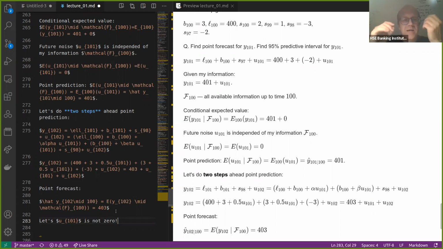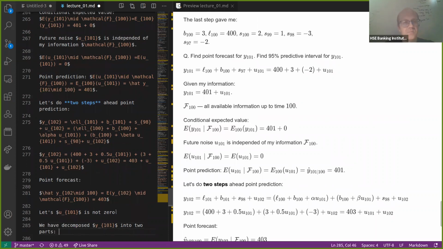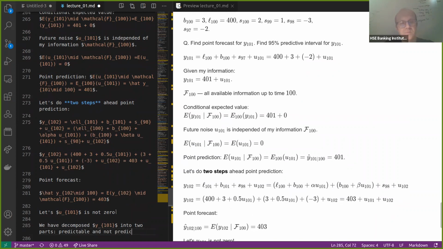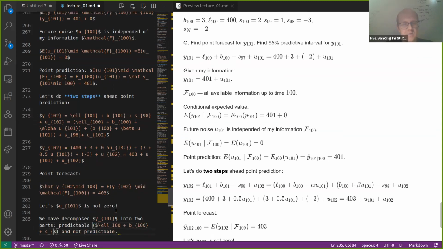Because basically what we have done in the ETS model is we have decomposed Y101 into two parts: predictable and not predictable. What is the logic behind? The predictable part is L100 plus B100 plus S97, as far as I remember.